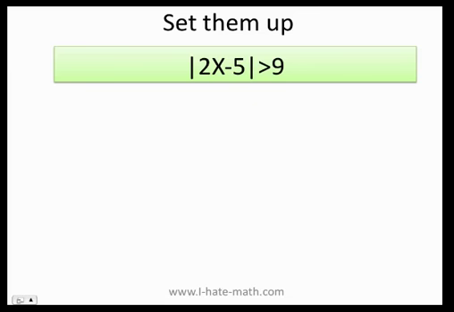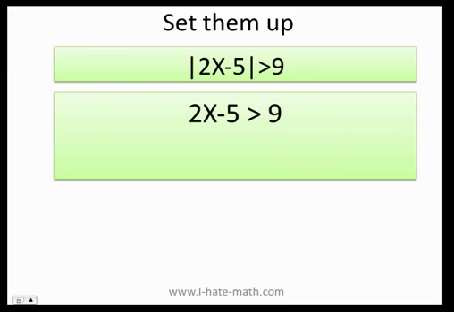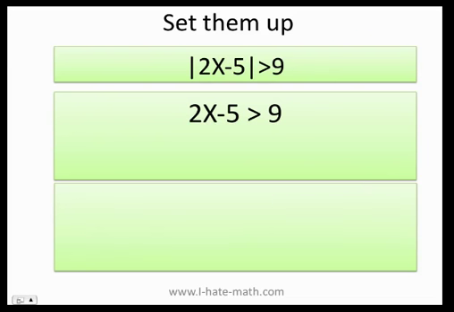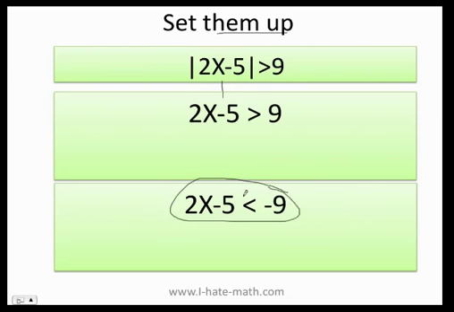Let's start. The first step is to set it up. Here you're going to have two equations. You're going to have 2x minus 5 greater than 9 and 2x minus 5 less than negative 9. That's why we need to set them up. Look, what I just did was to grab everything that was inside the absolute value and write it down exactly how it is, greater than 9. But in the second inequality, I flipped the sign and I changed the sign of this number.